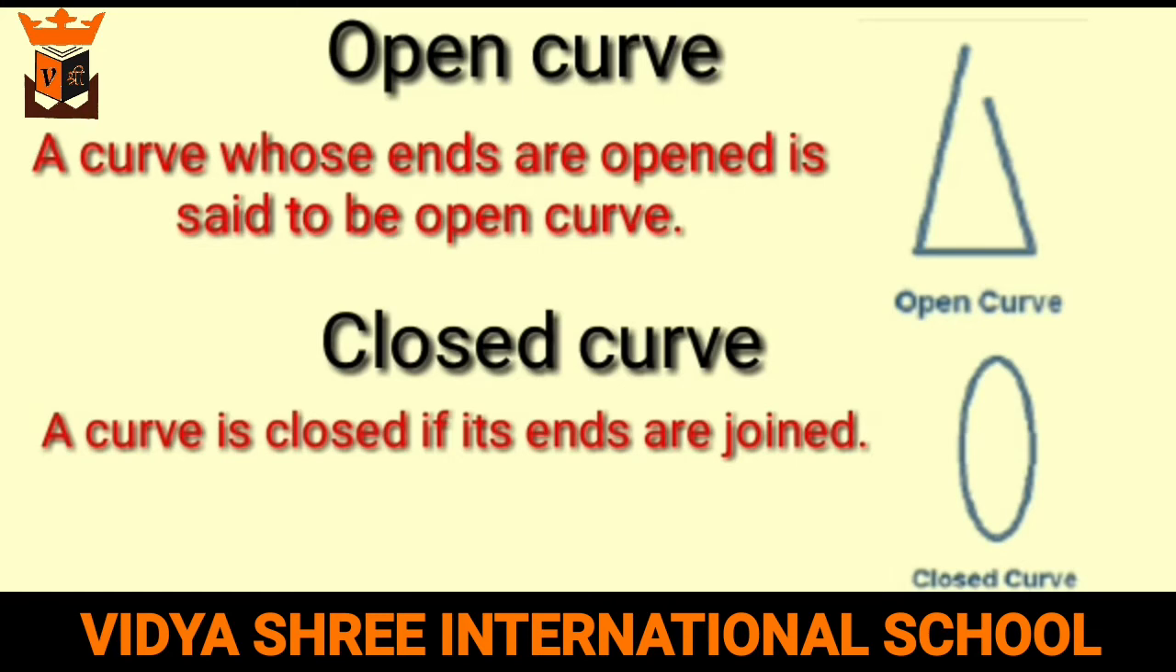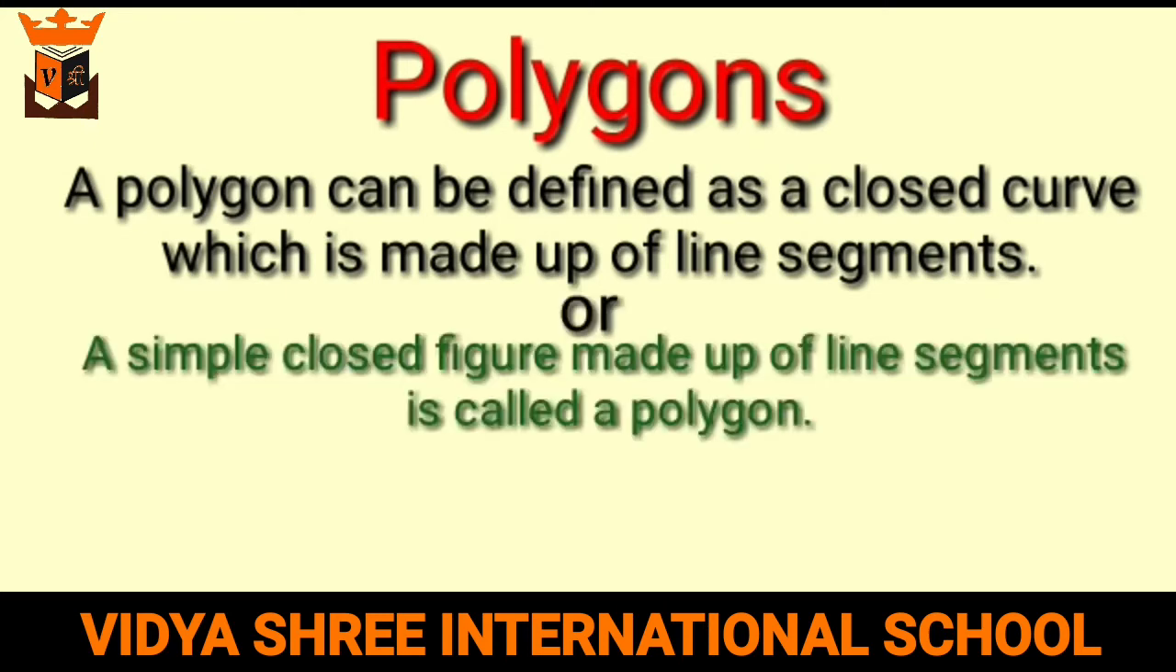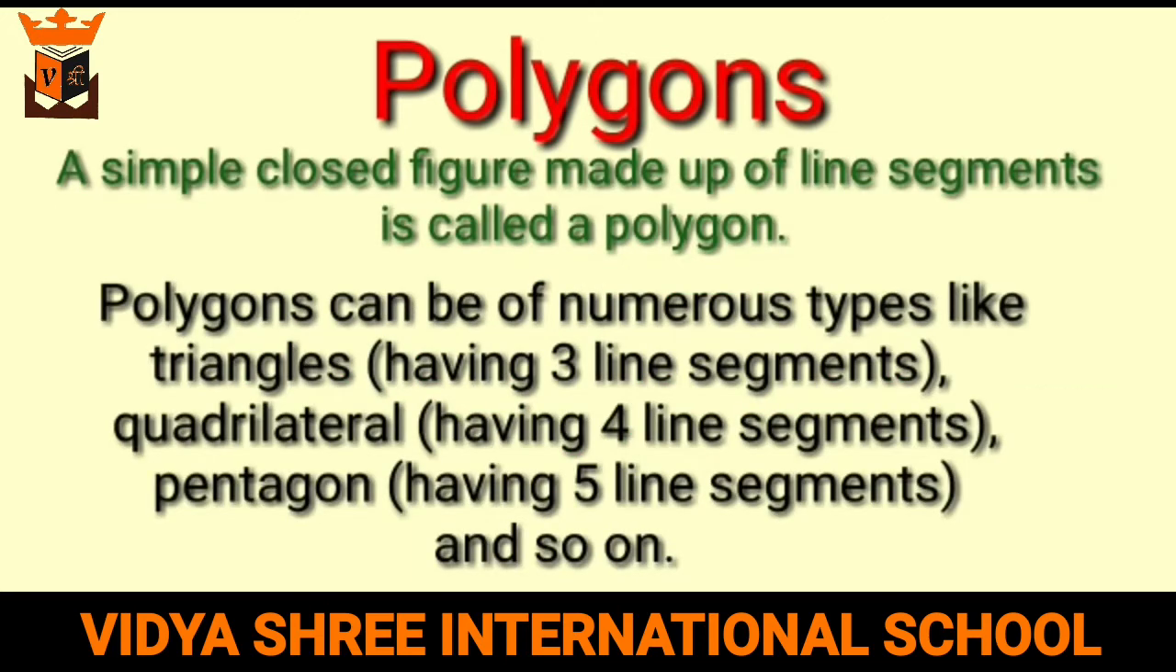ends are joined. Polygon. A polygon can be defined as a closed curve which is made up of line segments. Or you can say a simple closed figure made up of line segments is called a polygon. Polygons can be of numerous types like triangles having 3 line segments, quadrilateral having 4 line segments, pentagon having 5 line segments, and so on.